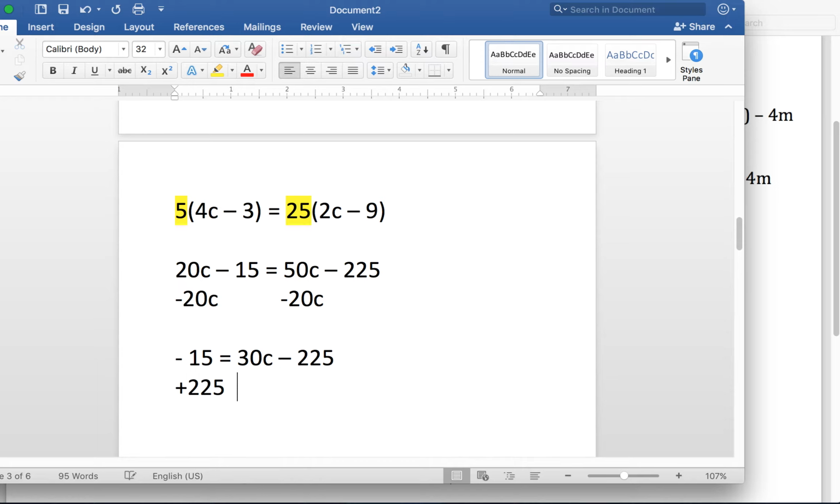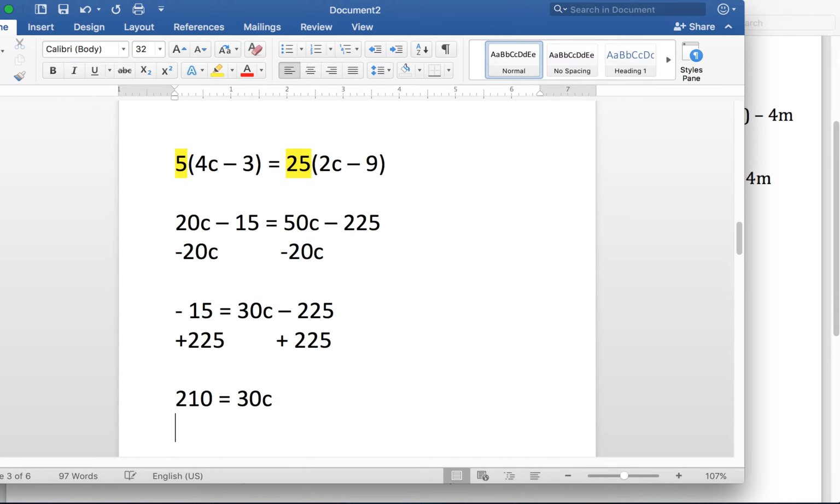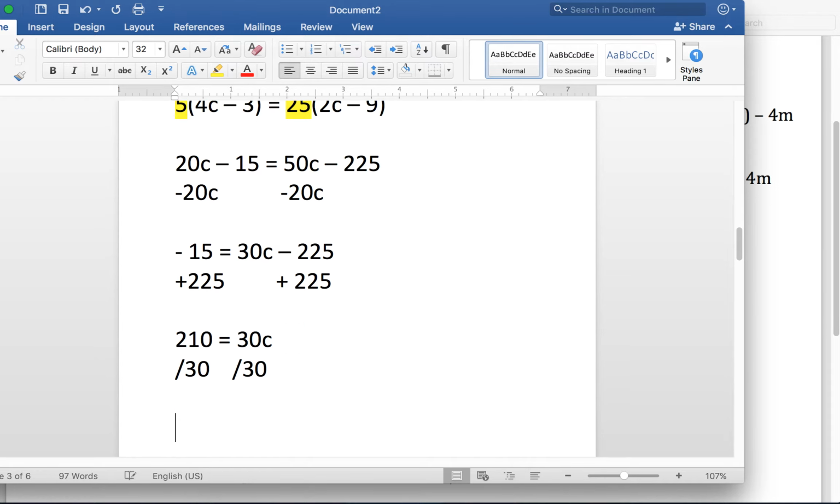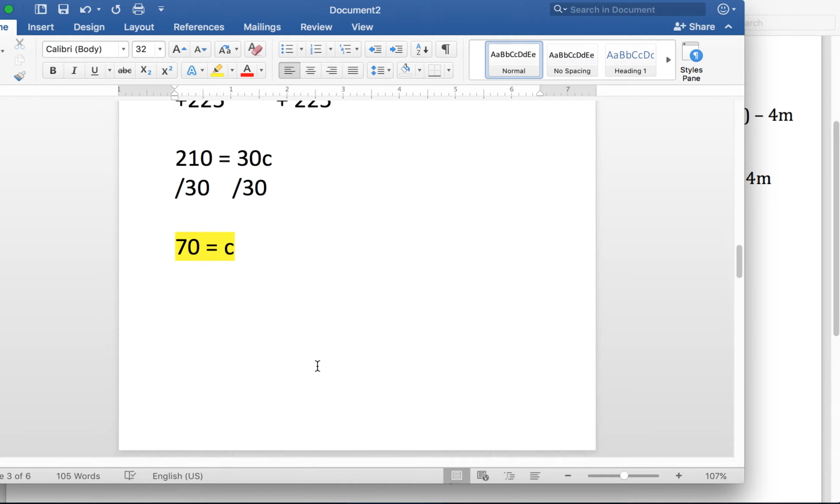Next step is to get all the numbers on the left side. And so we'll add 225 to both sides. That gets us 210. Final step, divide by 30, and we get c equals 70. All right, let's keep rolling.